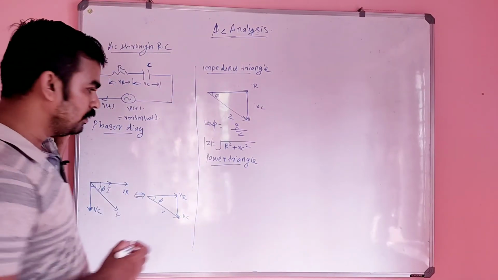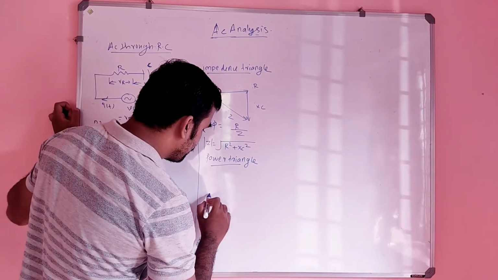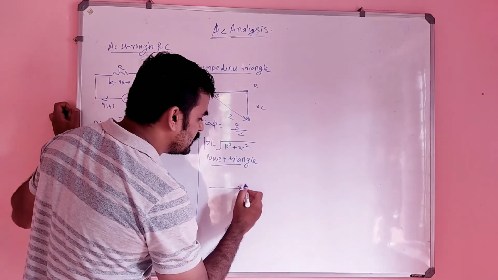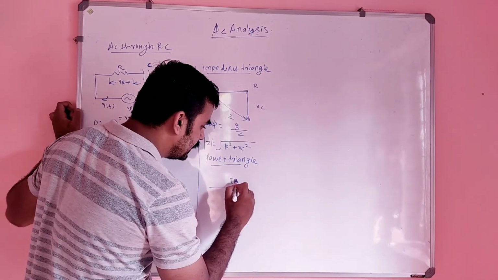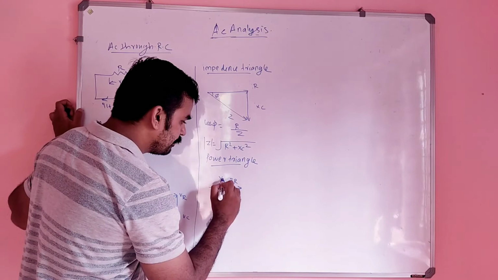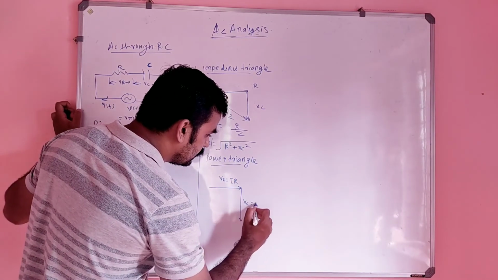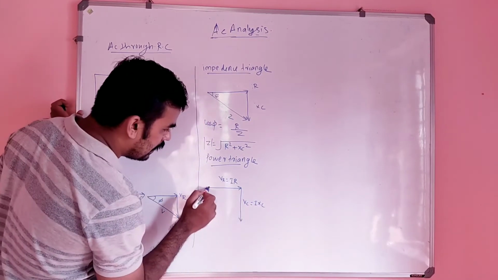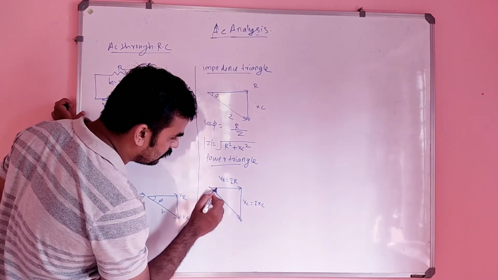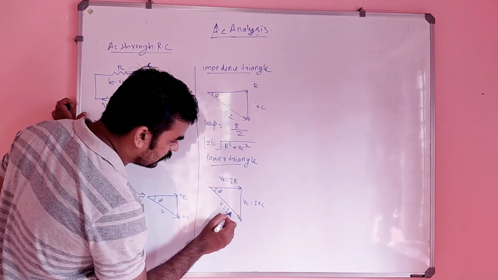What will be the power triangle? We can say that VR is equal to I into R, and VC is nothing but I into XC, and V is nothing but I into Z.